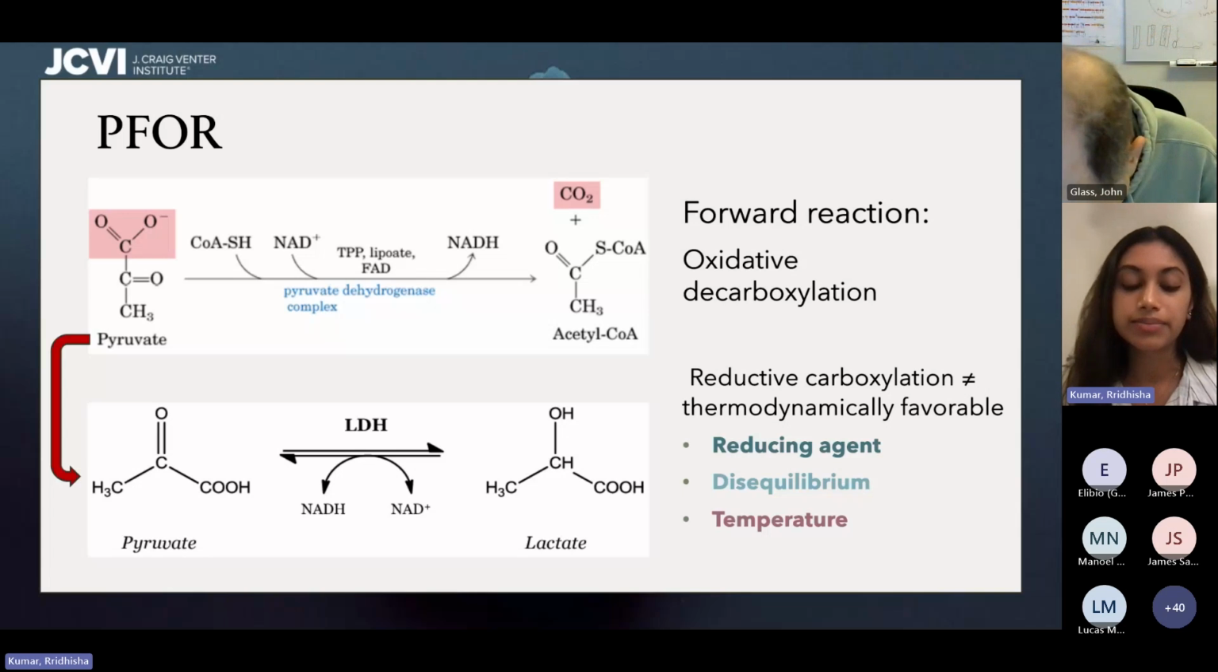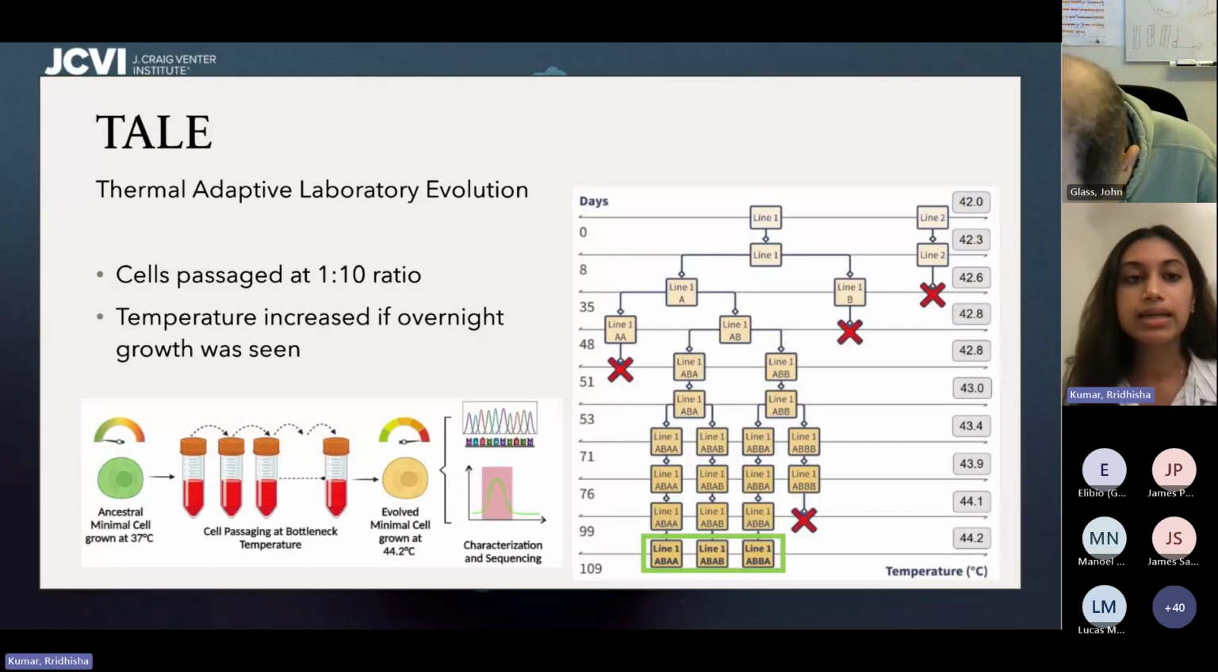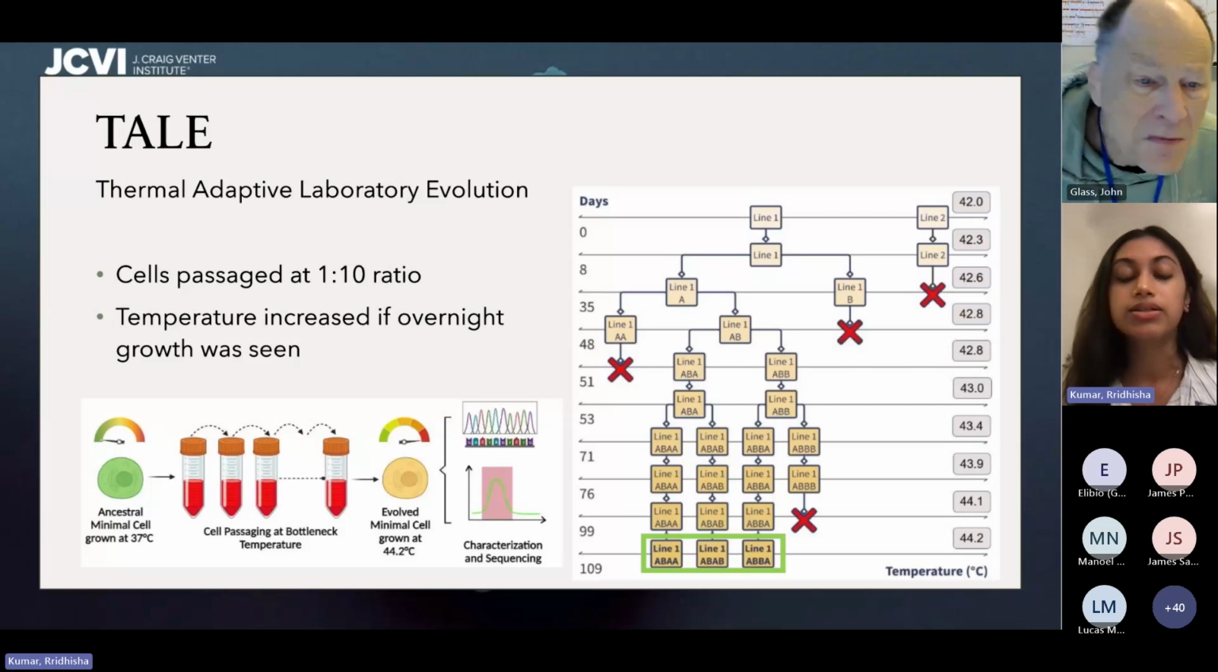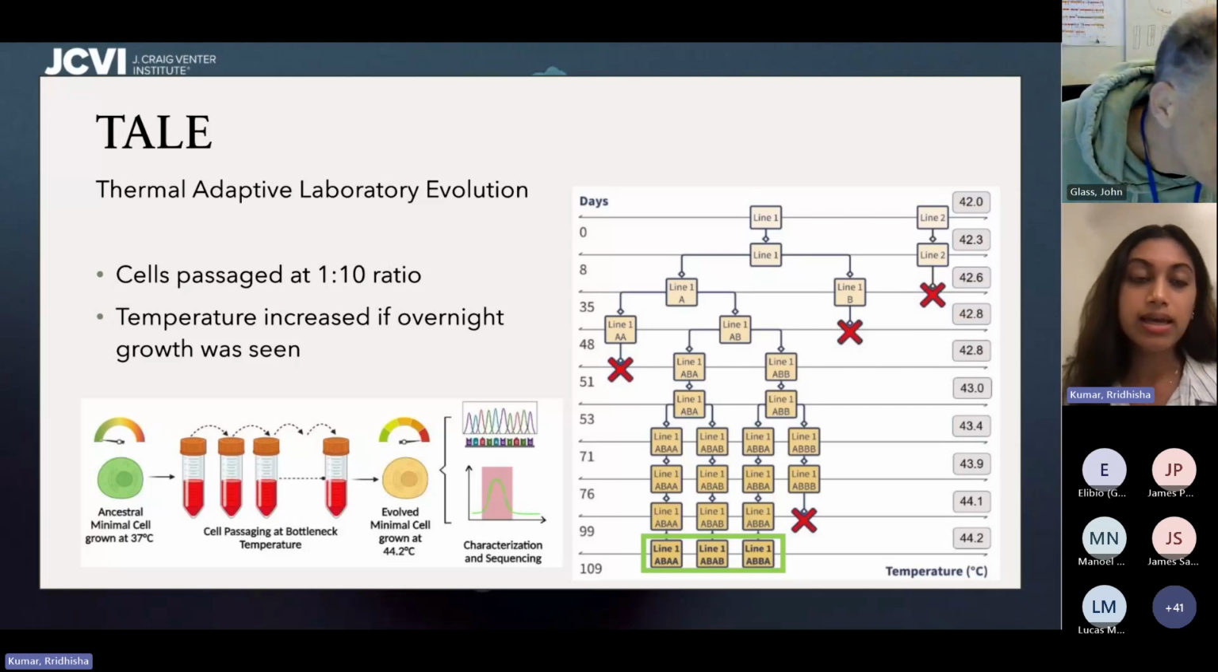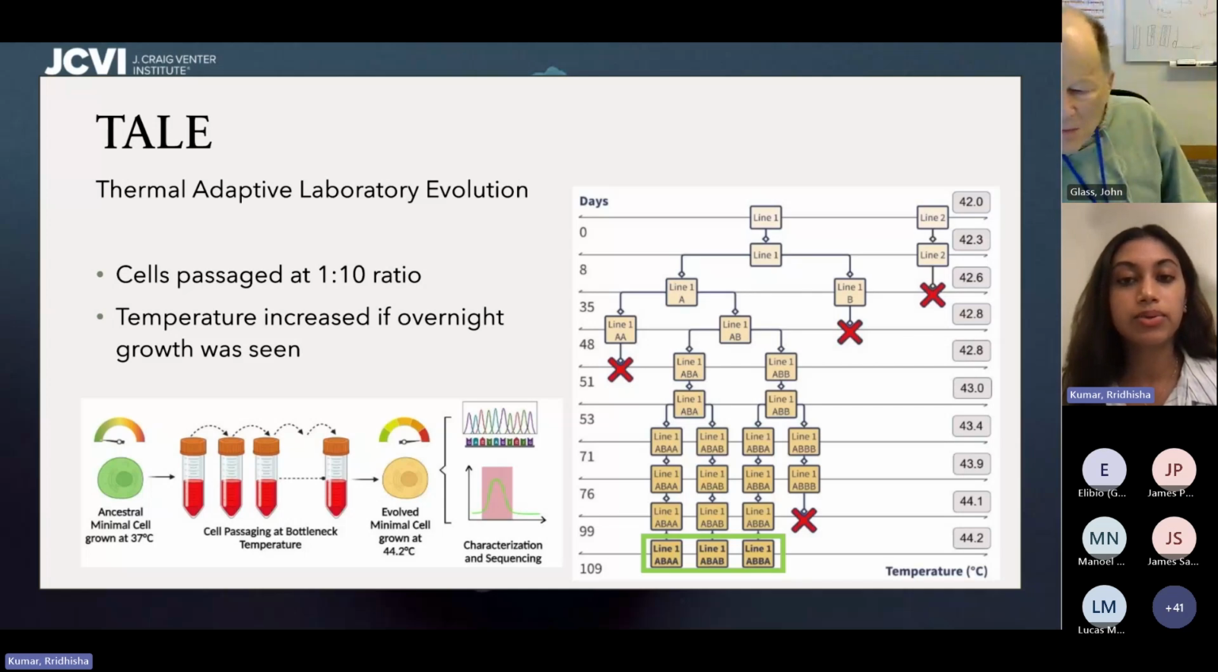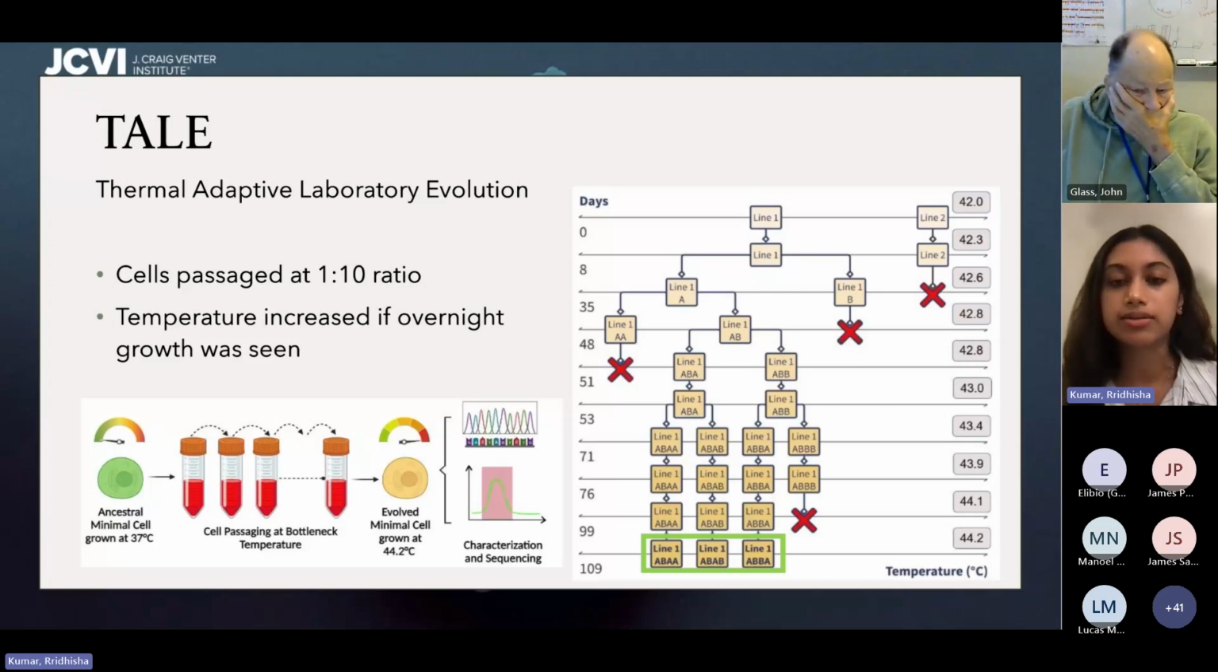So for that, we decided to use thermal adaptive laboratory evolution to actually evolve our cells to grow at the temperatures we wanted. In order to do this, we passaged the cells at a 1:10 ratio through bottleneck temperatures. Once it was at a bottleneck temperature, we would wait until it had overnight growth, which was monitored through a color change. And then we would bump it up to a new temperature and keep repeating this cycle until we reach a desired level.